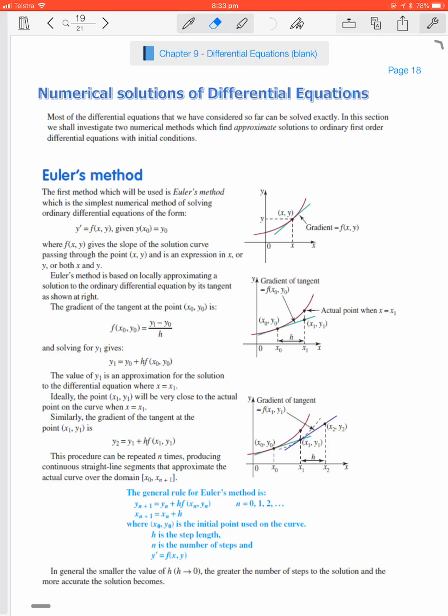Okay, I know you guys are pretty keen to get a video happening with Eulers, or as most people seem to call it, Eulers. It is actually Euler's method.